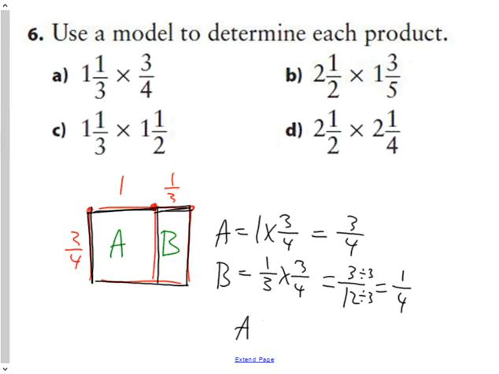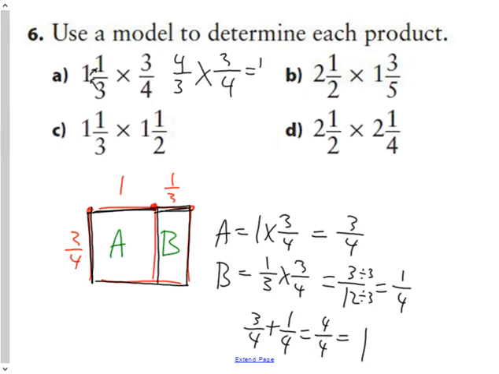And then I'd say A plus B should be equal to 1 1/3 times 3/4, because they're the parts of the area. And therefore, 3/4, which is A, plus 1/4, which is B, equals 4/4, which means your answer is 1. Now remember, I could check it by using the easier method, which is to convert this to an improper fraction, which is 4/3. 4/3 multiplied by 3/4 will be 12 over 12, which is still equal to 1.